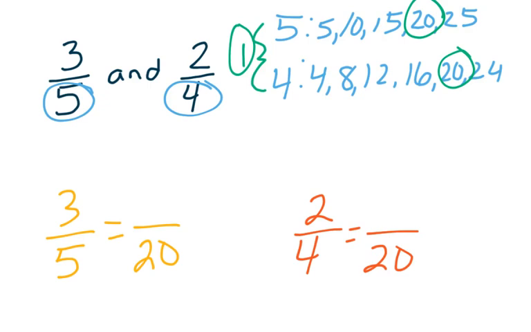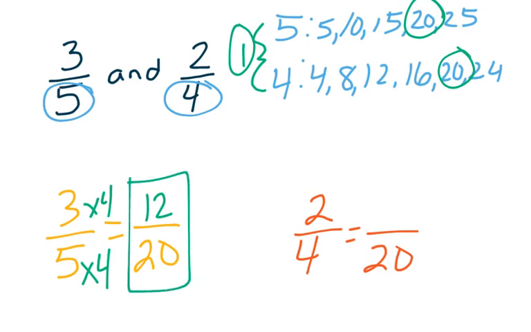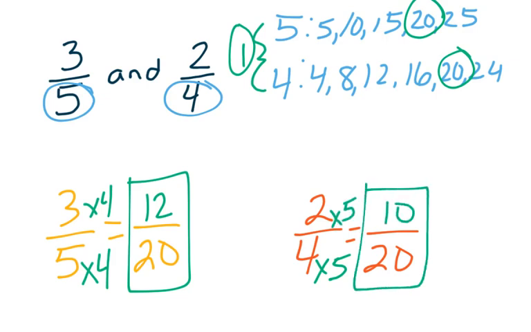Now I need to figure out what those two numerators are going to be. When I go from 5 to 20, I multiply times 4. So I need to do the same thing in the numerator, and I get 12/20. When I go from 4 to 20, I multiply times 5. So I need to do the same thing in my numerator, and I get 10/20. And that's it. I now have two fractions, a pair of fractions, with a common denominator.